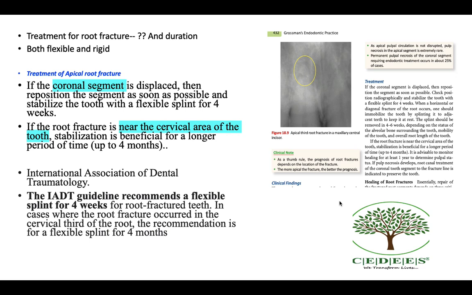Now the next question is related to the treatment for root fracture and duration, as both flexible and rigid options are given in the explanation of pulse. So that is why the confusion. Now this again I have picked directly from Grossman, and what does it say is if the coronal segment is displaced, then reposition the segment as quickly as possible, and again it says with a flexible splint for 4 weeks. Okay, so if the coronal segment is displaced, then flexible splinting for 4 weeks, and the splinting here mentioned is flexible.